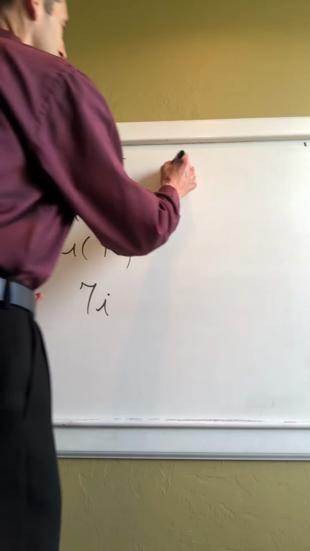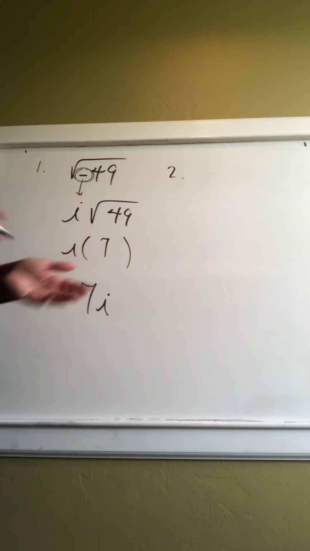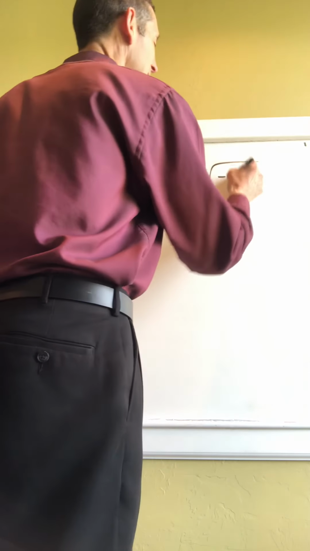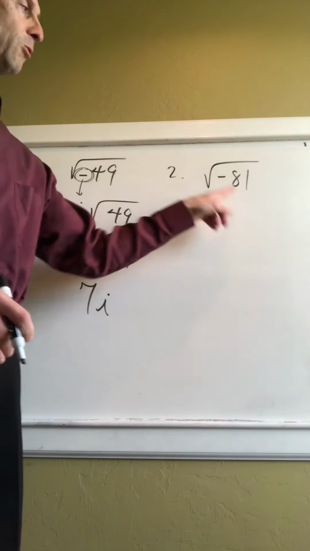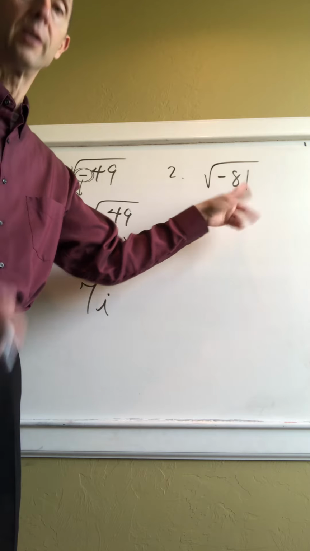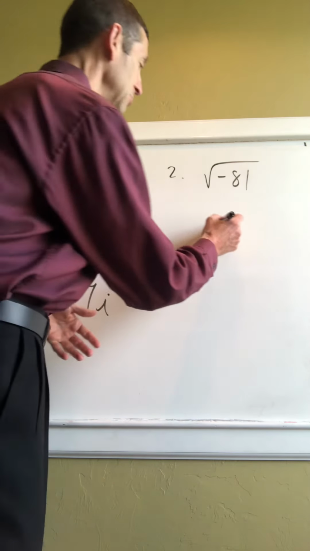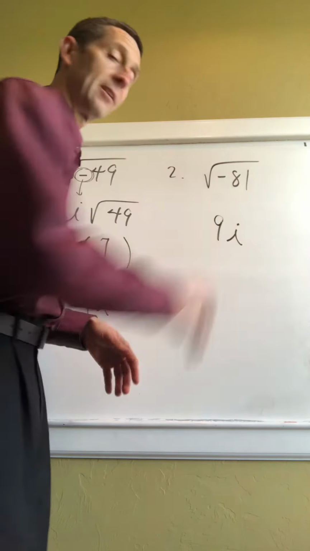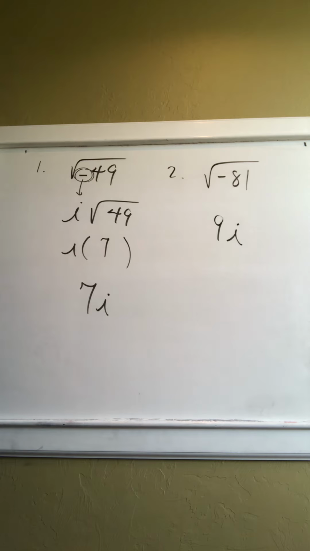Of course, you guys aren't going to do that. You're like, Mr. Porter, I'm not showing any steps. So if I had something like the square root of negative 81, this negative means there's an i value. Square root of 81, we know that's 9. So this would be 9i. That's what you guys would write. Okay.